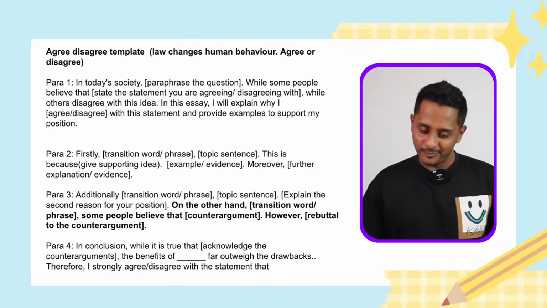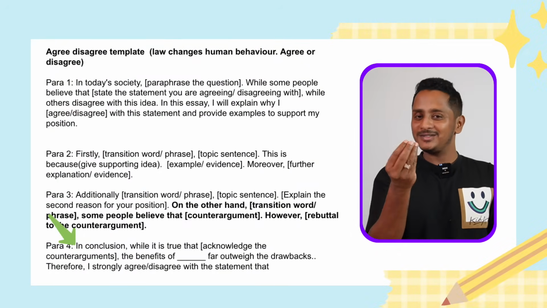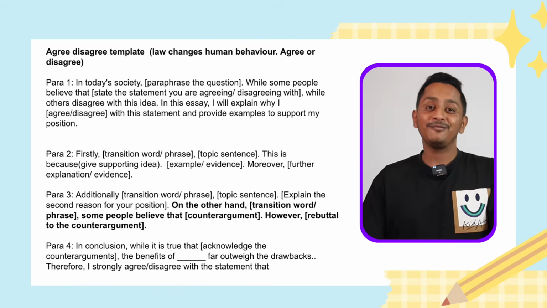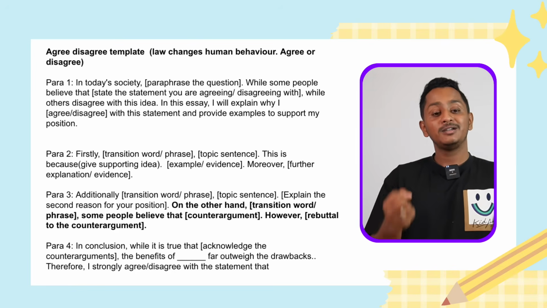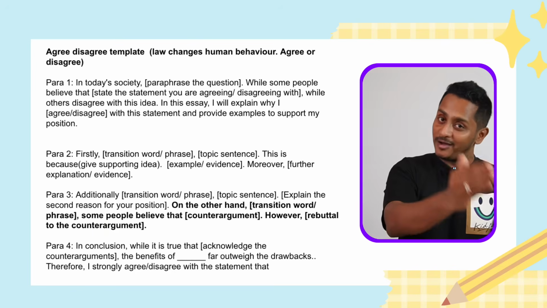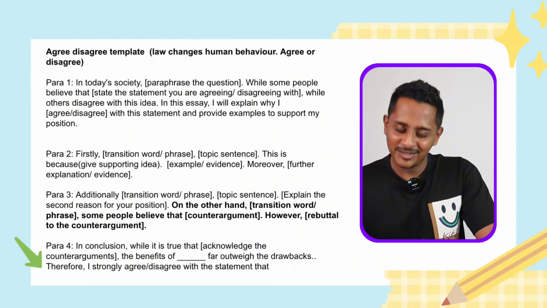Now we come to the para 4. In conclusion, we just talked about the counter arguments in the para 3. We will use that to support our evidence. While it is true that if the laws are not stricter, they will not have any impact, the benefits of making the law stricter and changing the human behavior far outweigh the drawbacks. Therefore, I strongly agree with the statement that law changes human behavior.